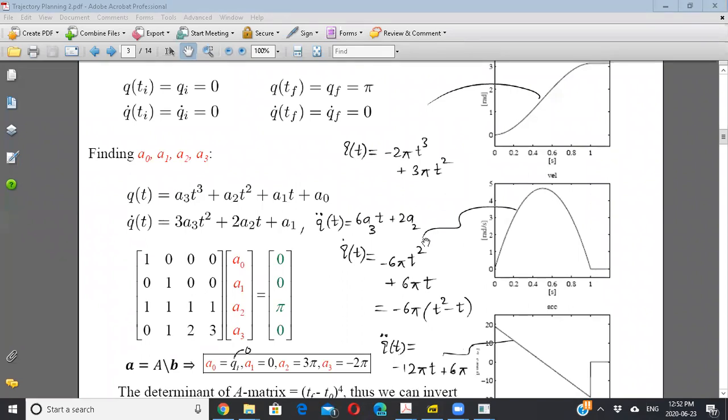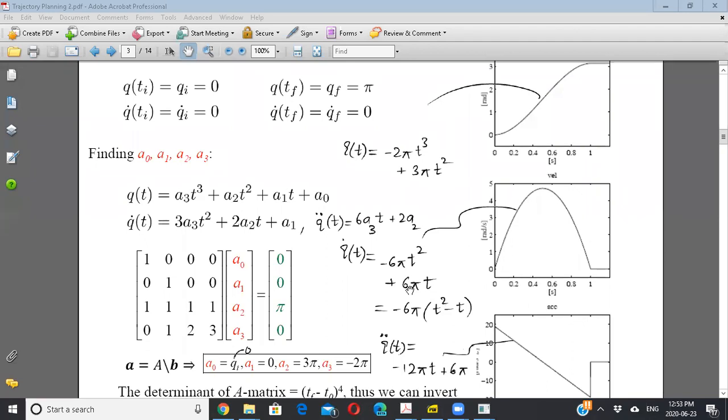Sir, put t is equal to 0.5 in the velocity equation. Yeah, that's one way to do it. But how did you know, if this plot was not there, that the peak occurs at 0.5? Sir, take the derivative and equate that derivative to 0. Perfect. And you will find the peak velocity.